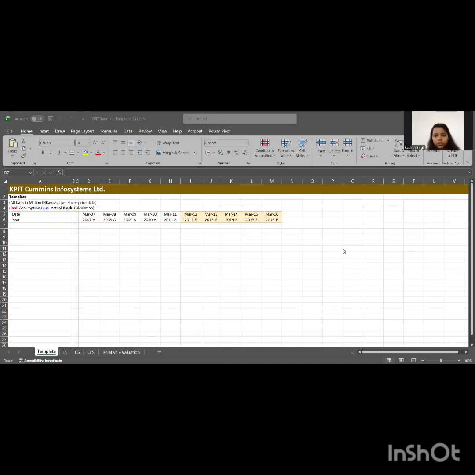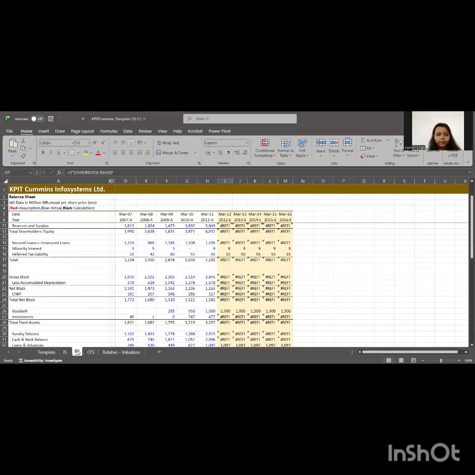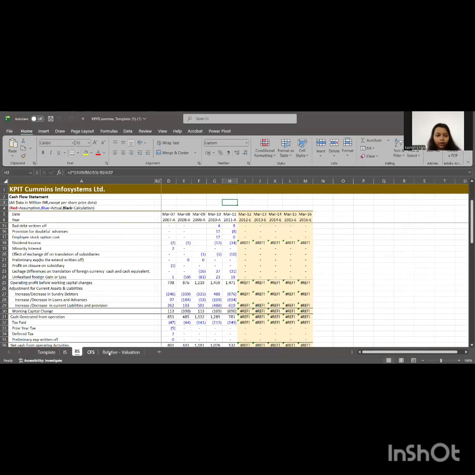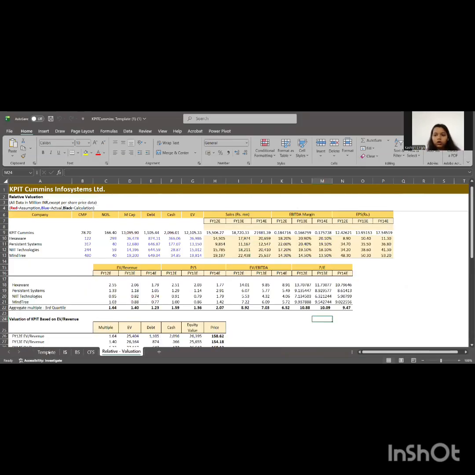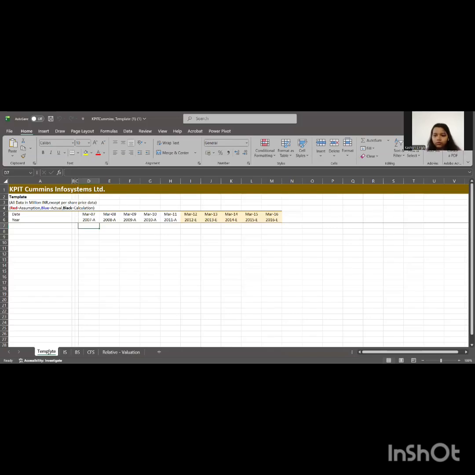As you can see here on my screen, the Excel workbook is divided into multiple sheets: the template, income statement, balance sheet, cash flow statement, and then relative valuation. For today's presentation, I'll be focusing mainly on the relative valuation sheet because this is where all the important valuation metrics are calculated.